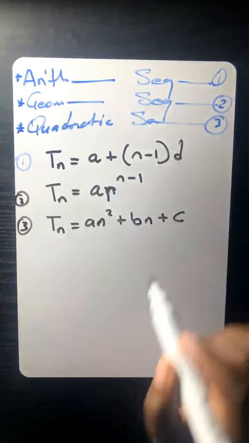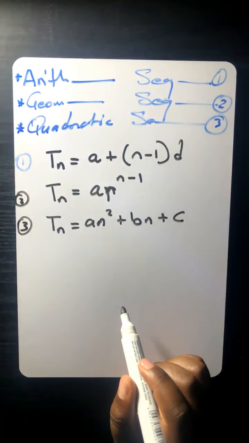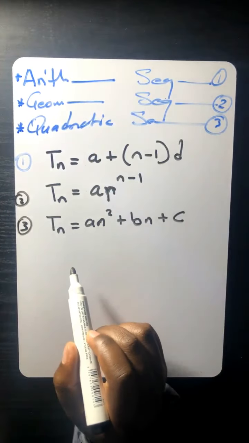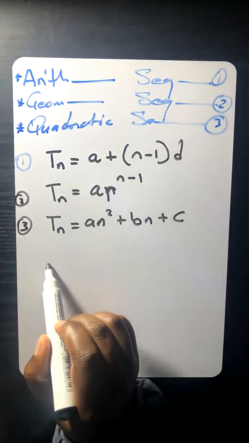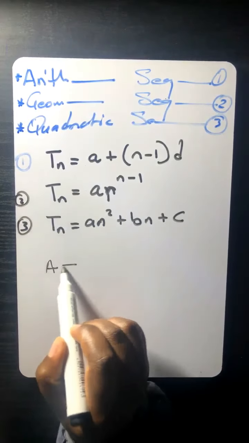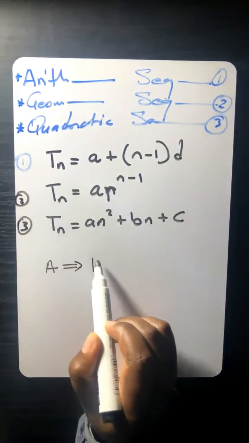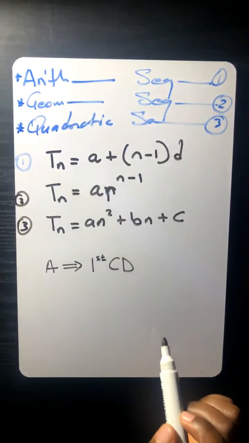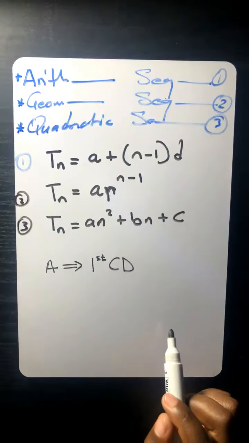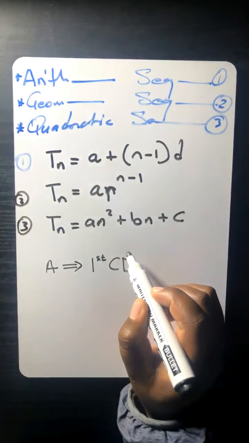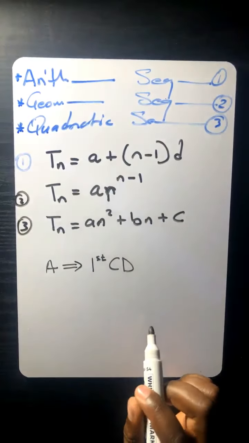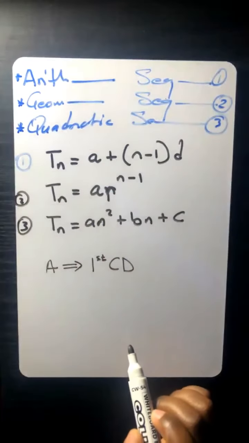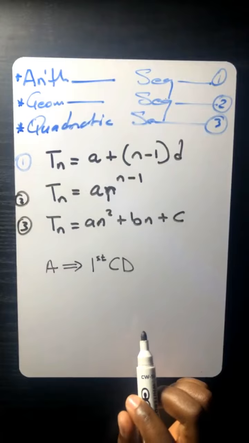Obviously, for number 1, you are guided by the first common difference. This is what I've always said: for us to have an arithmetic sequence, we must have the first CD. So what is the first CD, ladies? The first CD is the first common difference. That's how you determine if a pattern is an arithmetic or linear sequence.